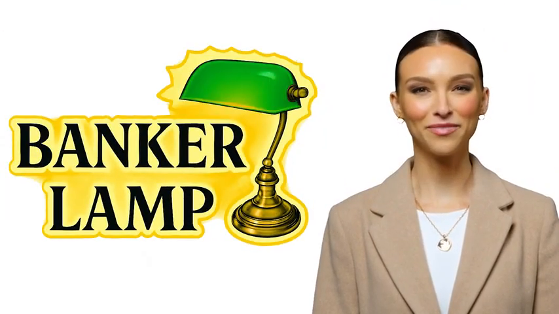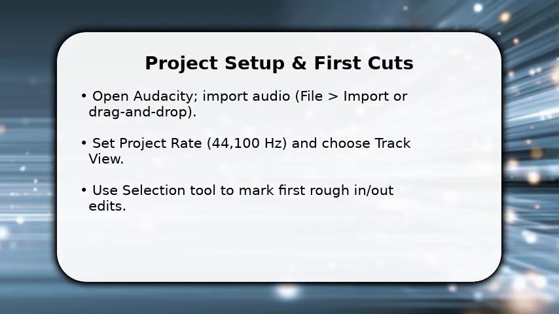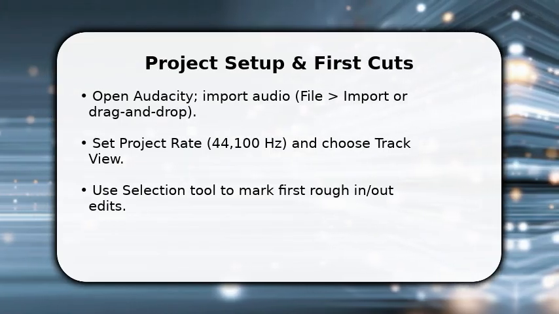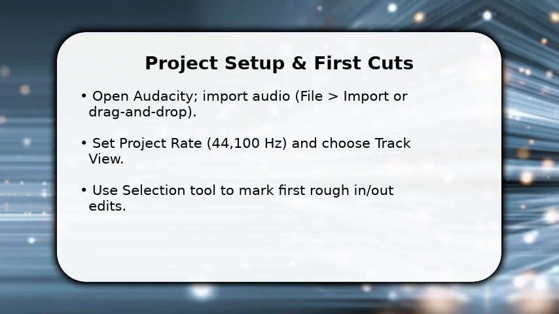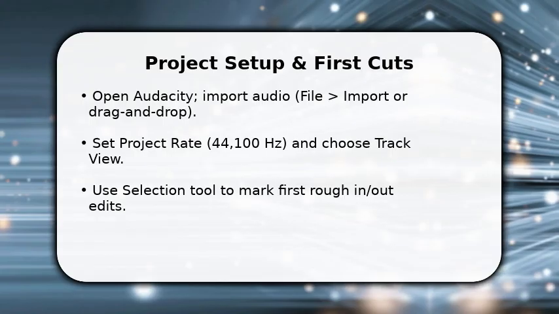Please enjoy the video. You start by importing your file and setting the project rate to match the source so audio stays in sync. Use the selection tool to highlight the first segment you want removed or kept. This is faster than trimming blind. Once marked, press Delete or Trim to isolate the core material.